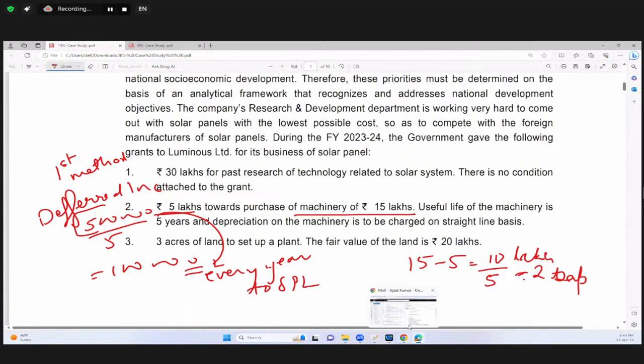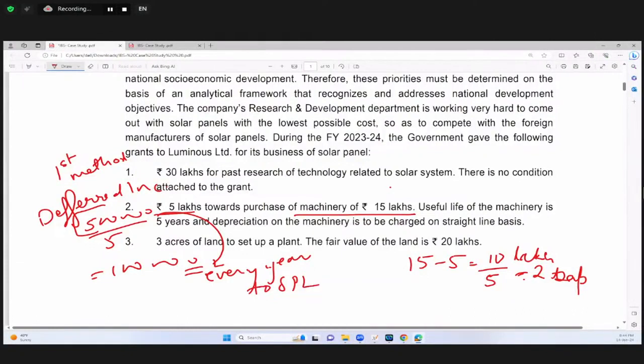Sorry, screen sharing, I believe we have the screen sharing. I just want to shift to OneNote. Just a minute, students. Let me open the OneNote page.